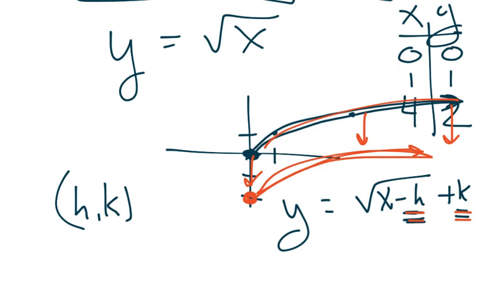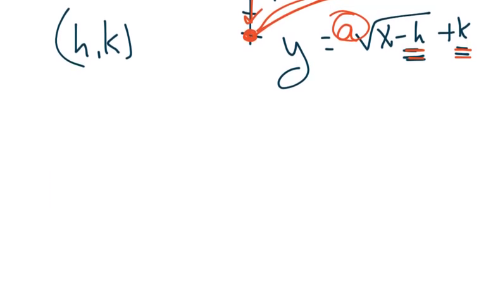All right. We can also have numbers out here, and what that starts to do is start to stretch and shrink the function. Okay. A number, I believe, if it's bigger than 1, it's going to stretch it, and if it's less than 1, it's going to shrink it. And so that's what's happening here as we start to graph square root functions.